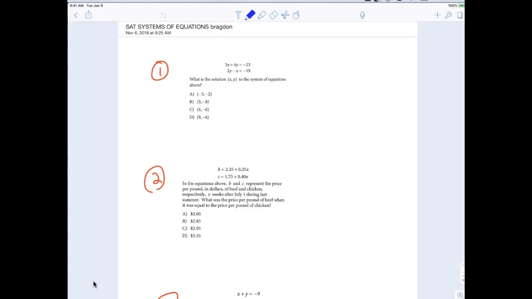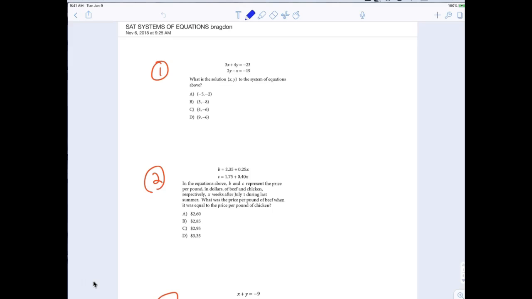All right. Again, I do think this is a really good review. Some of them are just solving systems of equations, and then some of them you have to figure out how to solve the system of equations.